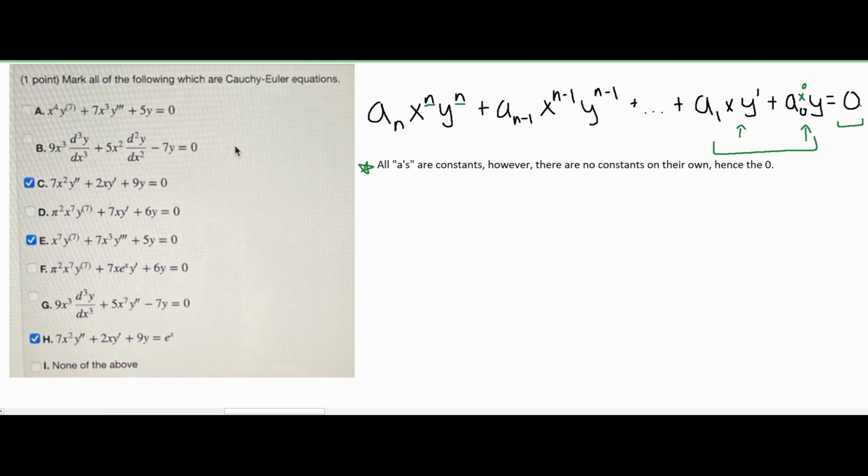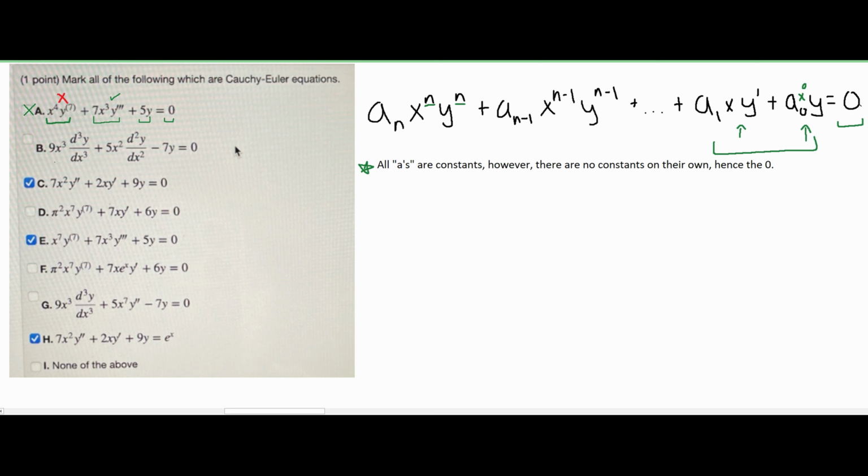Now I'm going to go one by one and part by part. For the first part, this is not a Cauchy-Euler equation because our x is being raised to the 4th and y is being raised to the 7th. Since they have different exponents, this is not a Cauchy-Euler equation. If we look at the second part, our 7 times x cubed and then y cubed, this is a good Cauchy-Euler equation. And so is this part, and so is this part. However, since we have one that's not, this is not a Cauchy-Euler equation.